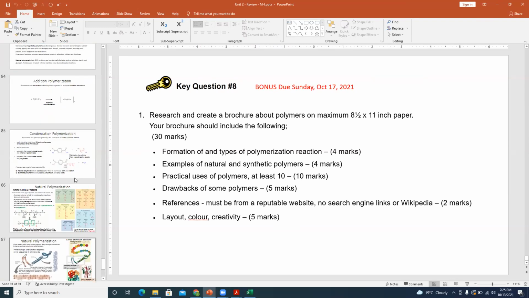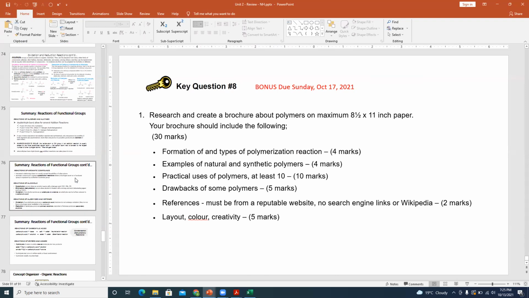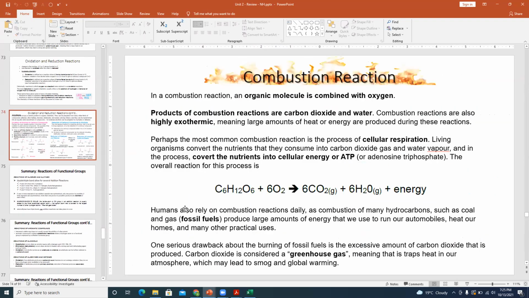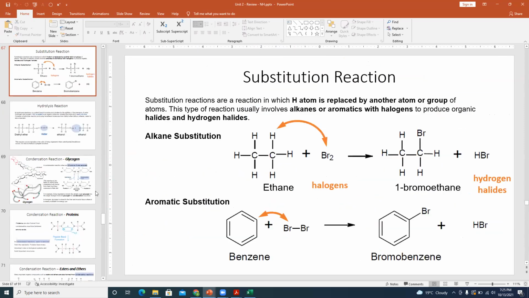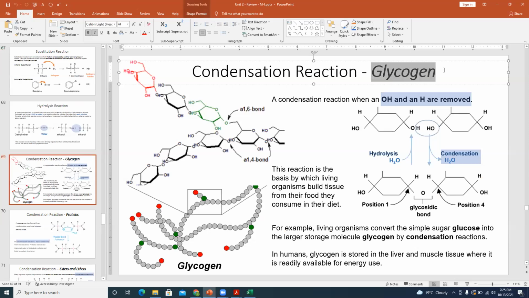All right, so back to our review. Here's another slide from our previous lesson, and here we talked in great detail about glycogen.